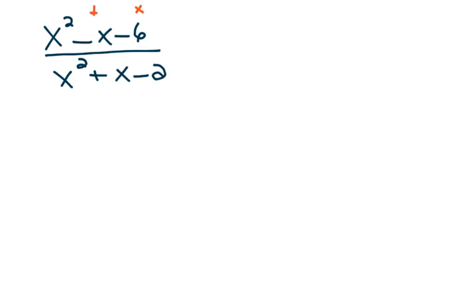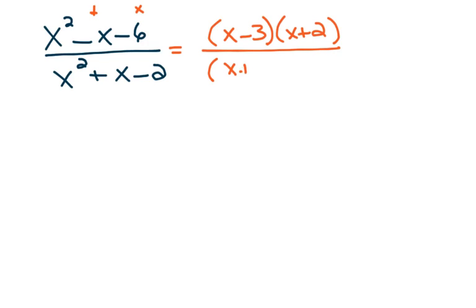The two numbers that multiply to give you -6, but when you add them give you -1, are -3 and +2. For the denominator, the two numbers that multiply to give you -2, but when you add them you get +1, are +2 and -1. Now that it's in factored form, we should notice that the numerator and denominator have a common factor, and that common factor is x plus 2. In the previous unit, that resulted in a hole. So, when I'm done simplifying, in simplest form it's going to be x minus 3 over x minus 1.